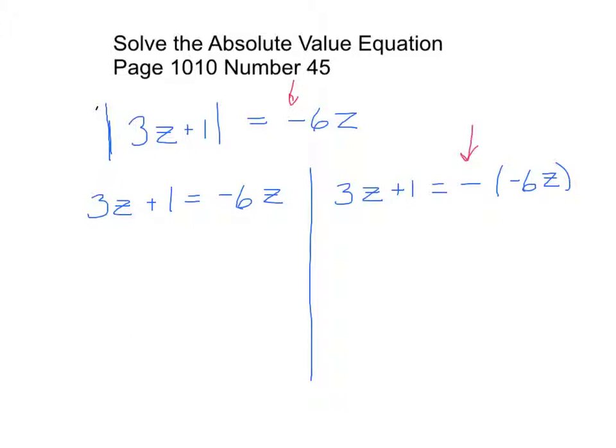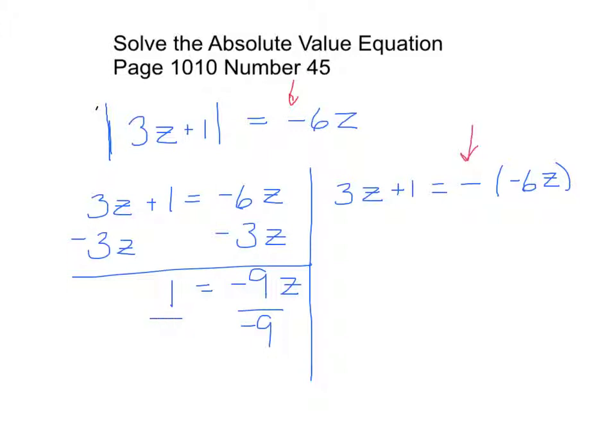So I'm going to solve the positive side first. I need to subtract 3z from both sides to give me 1 equals negative 9z, and then I can divide by negative 9 to give me z equals negative 1/9.